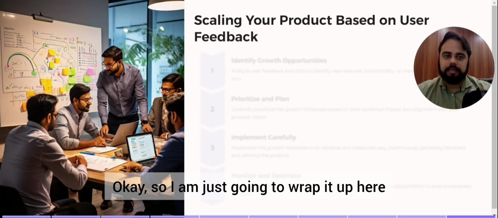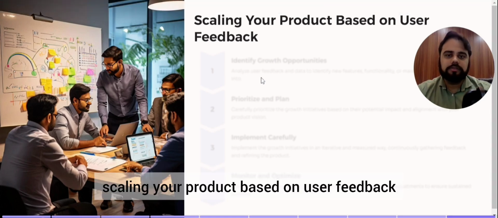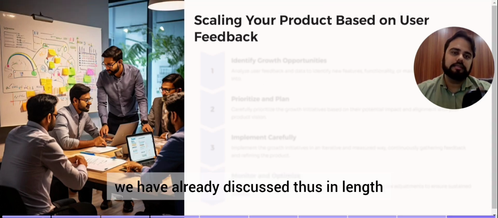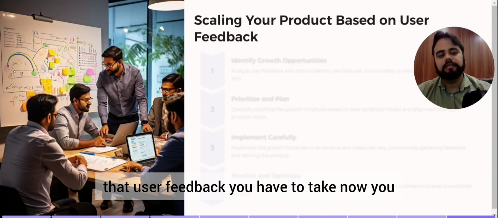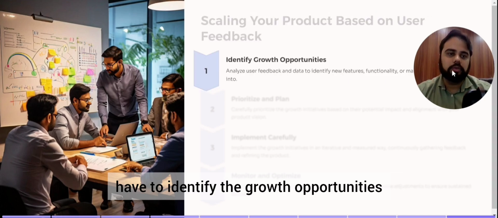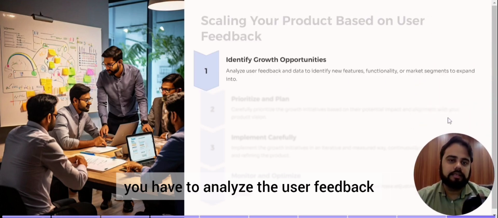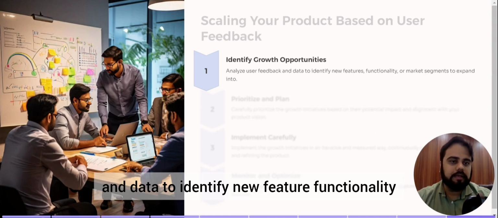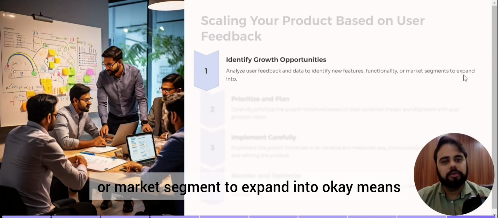Okay, so I'm just going to wrap it up here. Scaling your product based on user feedback. We have already discussed this at length, that user feedback you have to take. Now you have to identify the growth opportunities. You have to analyze the user feedback and data to identify new features, functionality or market segments to expand into.